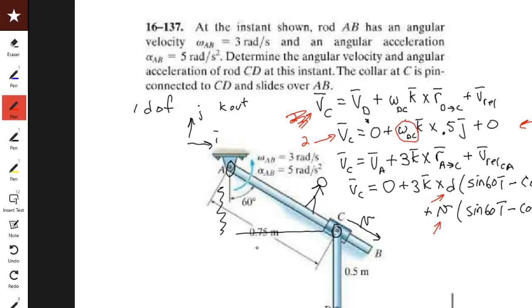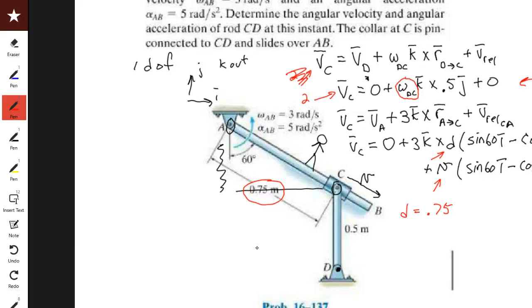Oh, actually, d, I just noticed it right here. At this moment, d happens to be equal to 0.75. Okay, so d is known. I've got v and I've got vc, 3 unknowns, and it looks like I've got 4 equations, 2 from the first vector and 2 from the second vector. Okay, let's go ahead and grind it all the way through.